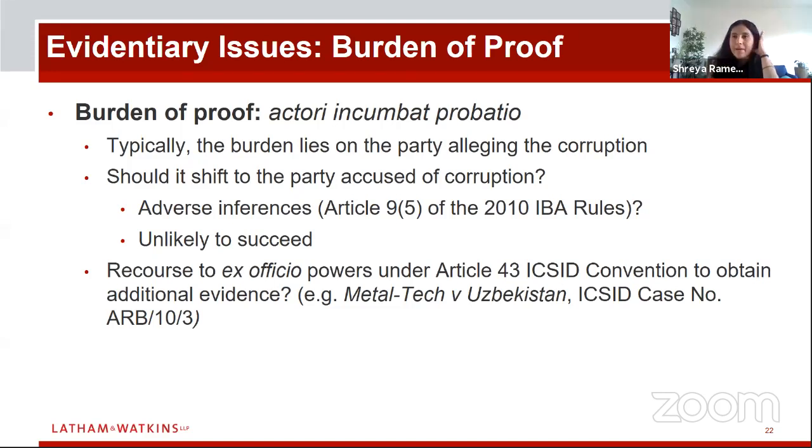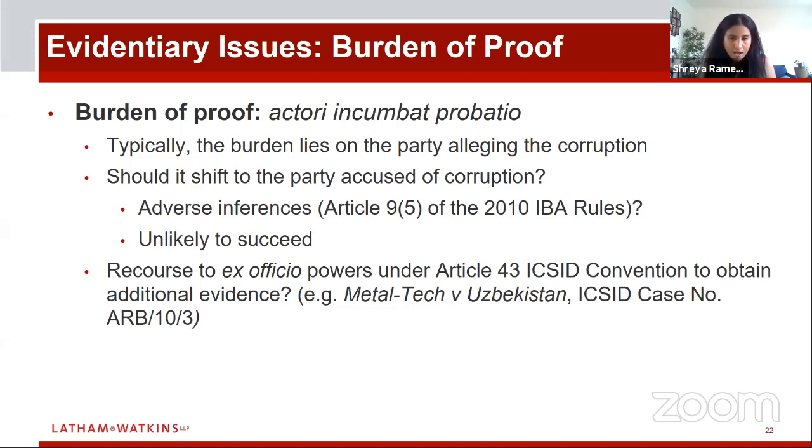Some tribunals, like in the case of Metal Tech versus Uzbekistan, have given rise to the possibility of calling upon tribunals to make adverse inferences, and it may be in the interest of parties to rely upon that principle rather than the shifting of burden of proof principle, because a tribunal is allowed to draw adverse inferences. For example, Article 9.5 of the IBA Rules on the Taking of Evidence provides that if a party fails without satisfactory explanation to produce a document that it has been ordered to produce by the arbitral tribunal, the arbitral tribunal may infer that such a document would be adverse to the interests of that party.